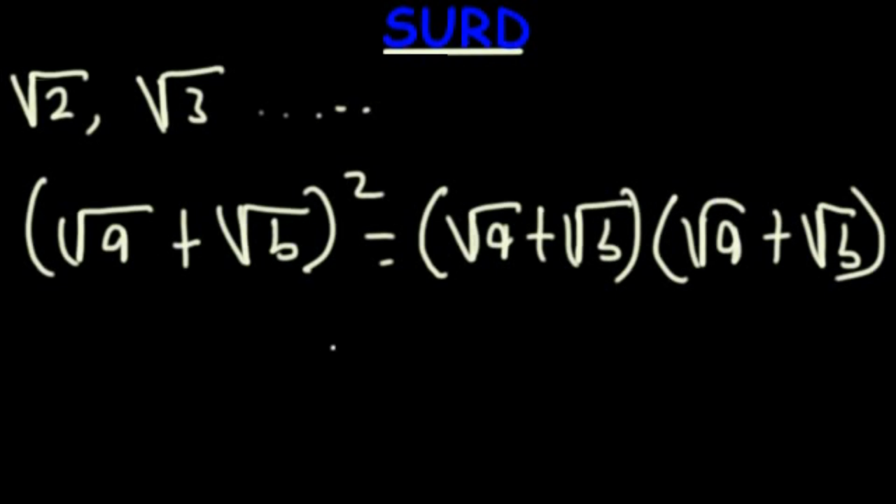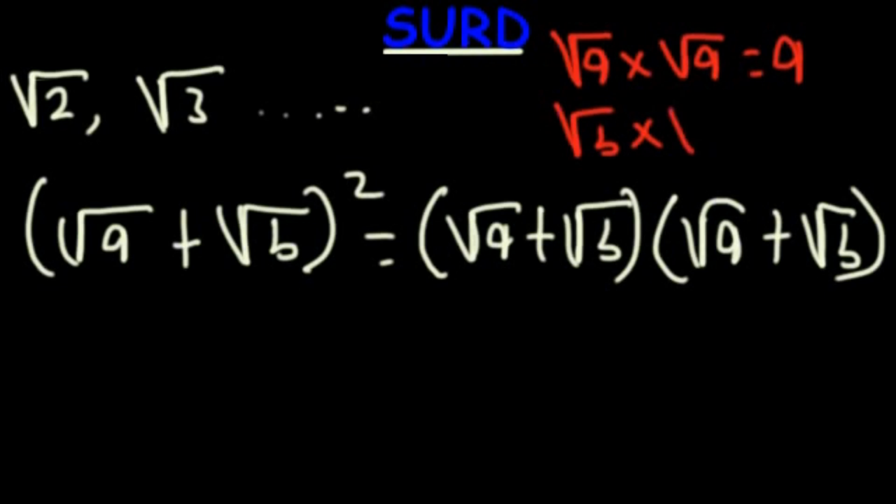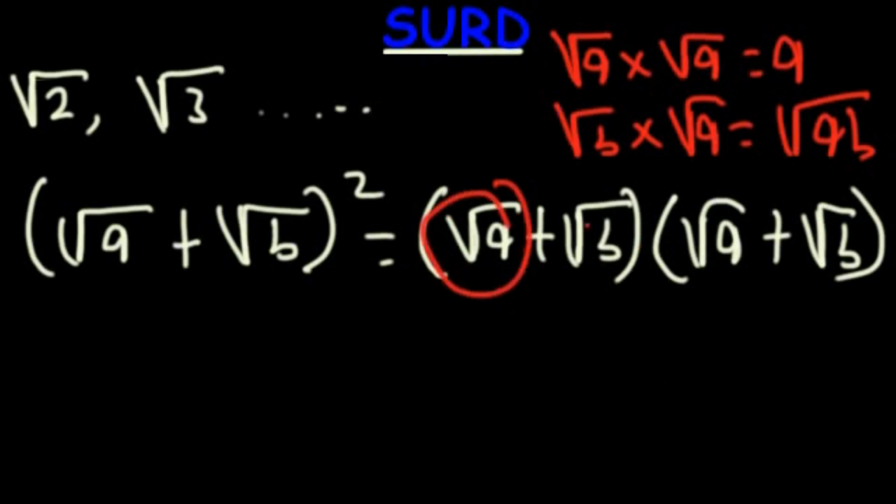Now, we are still going to be using the idea of the previous rules, because we said square root of a times square root of a is simply a, and square root of b times square root of a is simply square root of ab. Now, what we need to do is just to expand this bracket by distributing whatever we have here with whatever we have at this point.